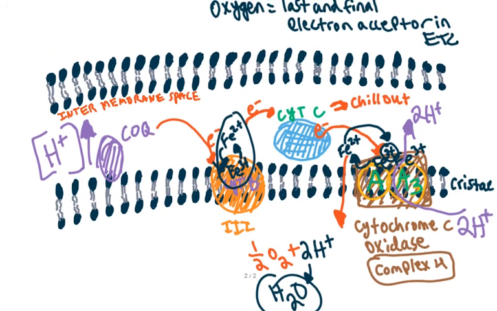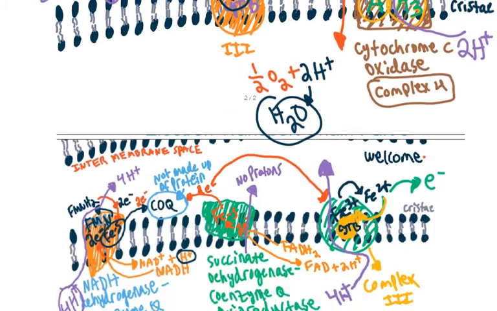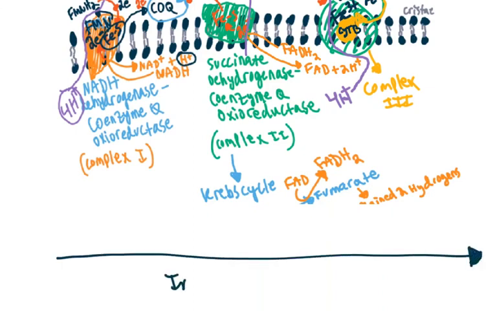The reason why electrons move in this direction, in the order of complex 1, 2, 3, 4, and then the ATP synthase enzyme, is because as we go from complex 1 to the end, we increase in the positivity of our redox potentials. So let me write it down here. As we go from left to right in the electron transport chain, we increase in the value of our redox potentials.